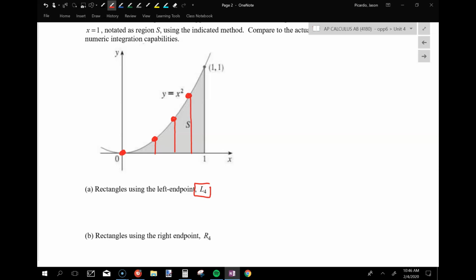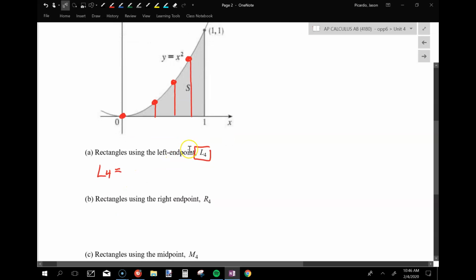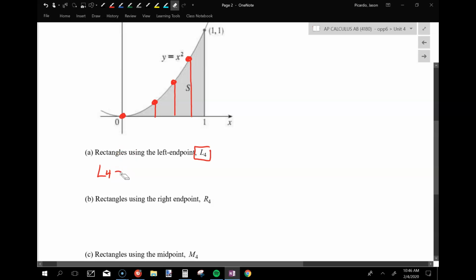So what do I need to do here? Well, to get my L4, I know that I need to figure out, first of all, the width of each of the rectangles. Now, guys, do I need to come up with a formula to do this? No, because I have a limited number of rectangles. It's an approximation. By the way, get rid of the equal sign. L4 is what? It's an approximation now, isn't it?